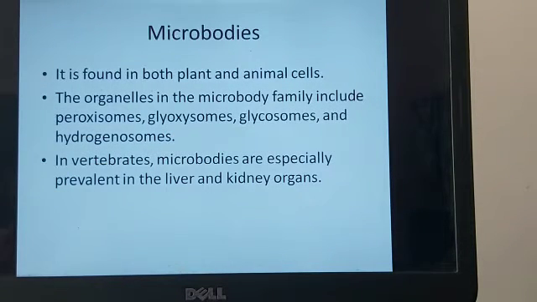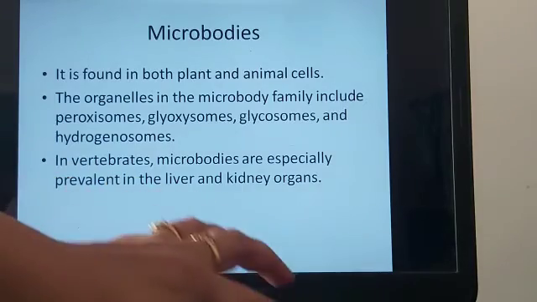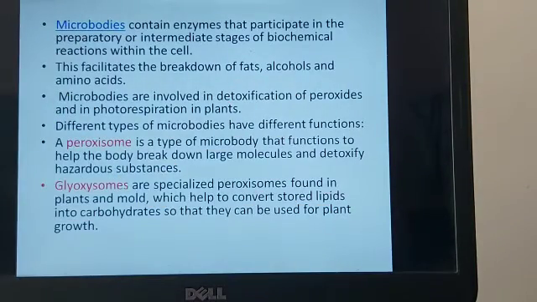Next, there is a small structure called microbodies, which is found once again in animal cells as well as plant cells. Peroxisomes, glyoxysomes, glycosomes, all these are types of microbodies. In human beings, microbodies are very commonly seen in big numbers in liver and kidney cells. The microbodies contain lots of enzymes and perform different kinds of biochemical reactions, such as helping in the breakdown of fats, alcohols, amino acids. They are also involved in the detoxification of peroxides and in the photorespiration of plants.